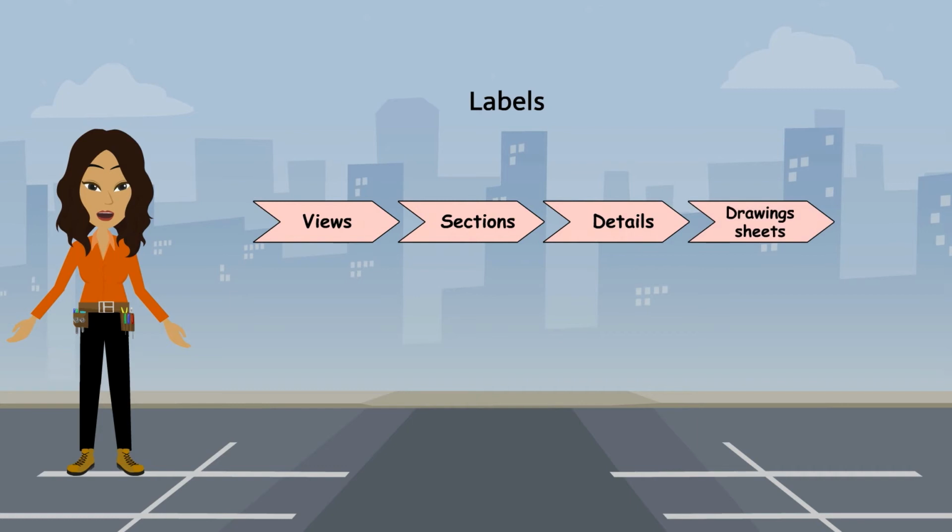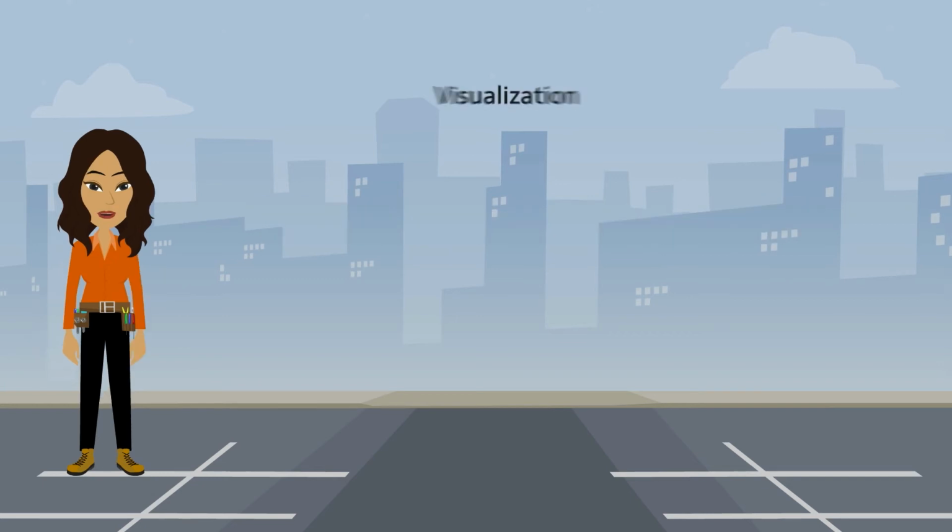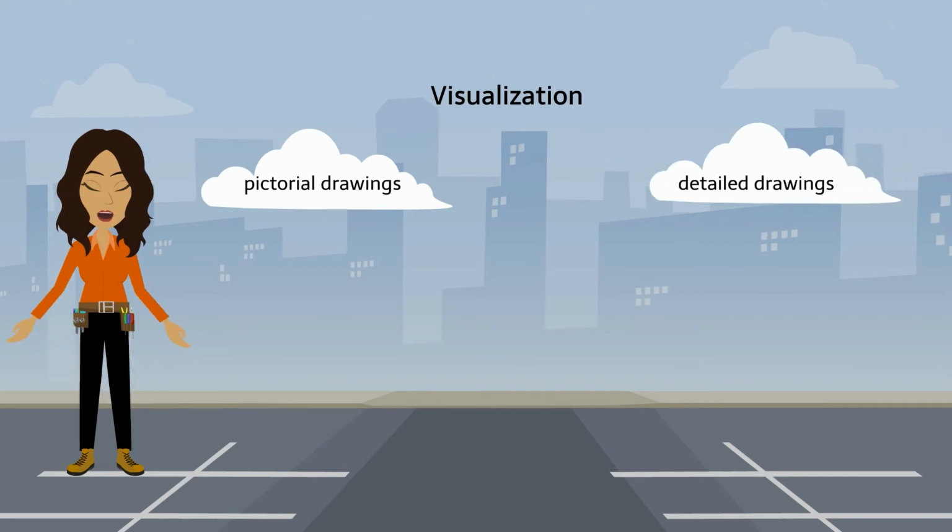Labels. Labels are simple names attached to various drawings. They are used to identify views, sections, details, and drawing sheets in a series of drawings. Visualization. Visualization is the process of looking at a series of drawings that may include pictorial drawings and detailed drawings. By looking at all drawings as part of the whole object, you develop a mental image as to its overall size and shape. Pictorial drawings are three-dimensional drawings that look similar to a picture.